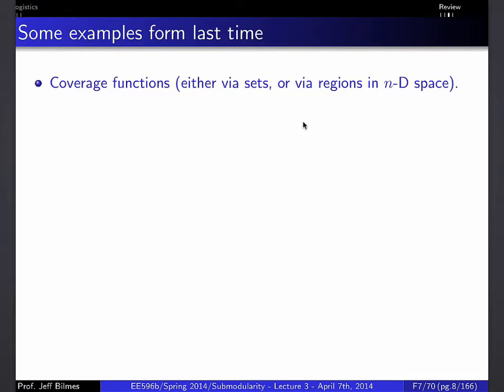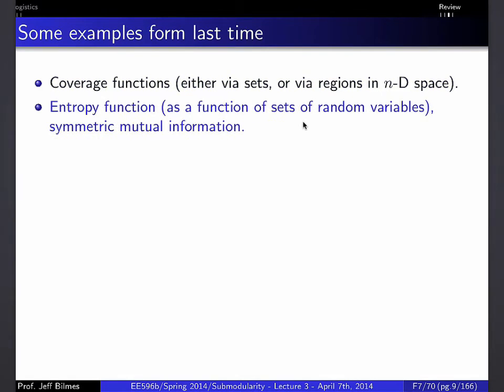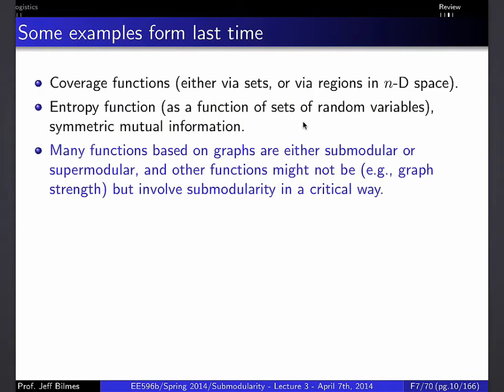Now, some of the examples that we saw last time were coverage functions, which could be things like the set cover function, or just geometric coverage in three-dimensional space or n-dimensional space. Entropy functions, like the entropy function itself, and various forms of mutual information were submodular, we saw. Many different functions based on a graph can be defined which are in fact submodular, like the cut function, the neighbor function, the outer edge function, the inner edge function, and a number of other things. One instance we saw was supermodular, like, for example, the number of connected components function.